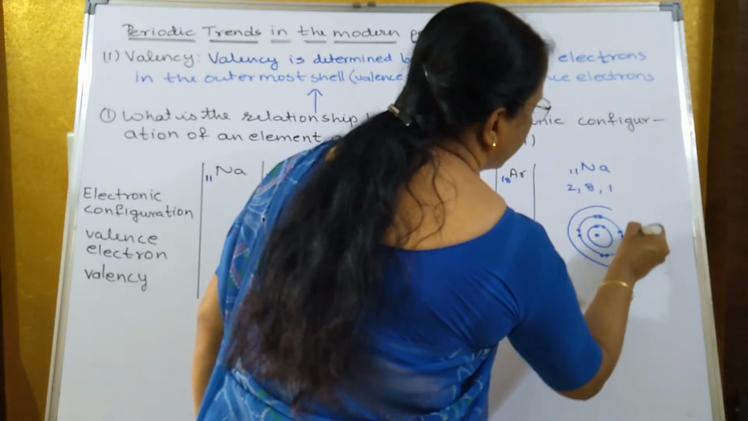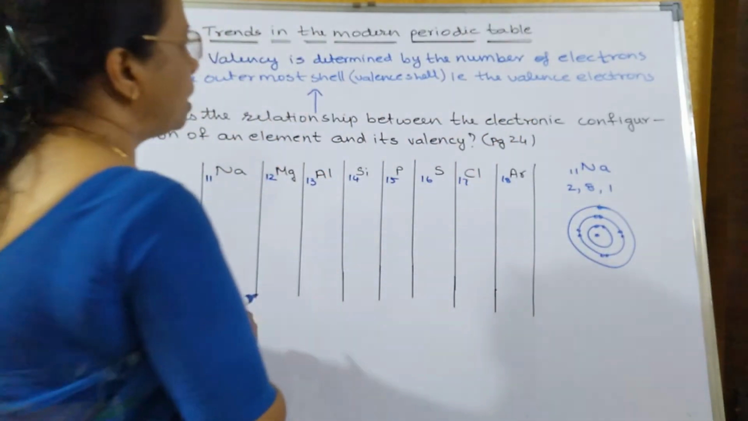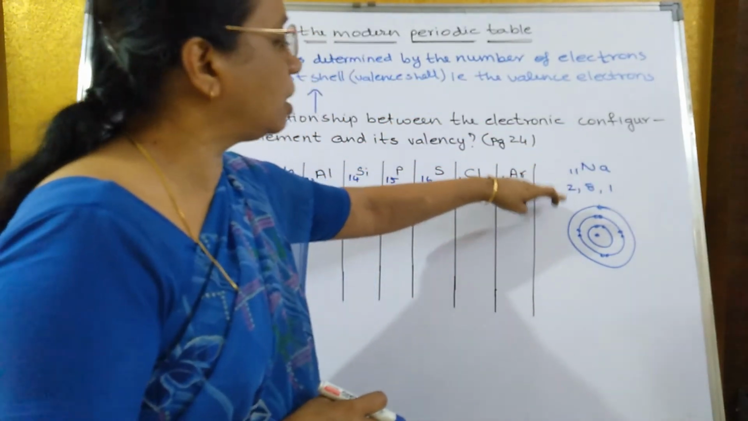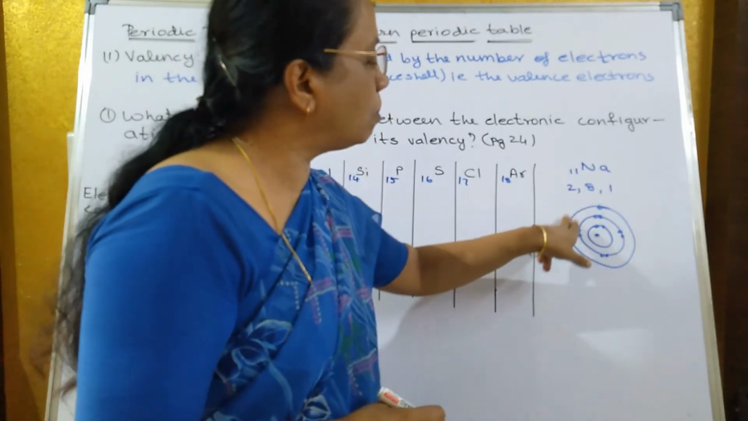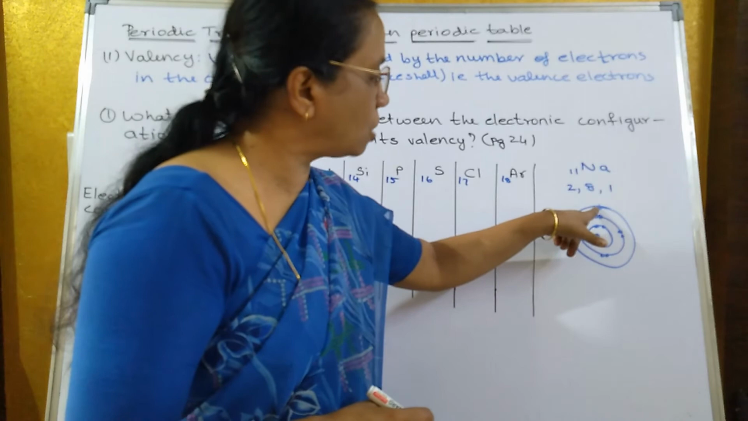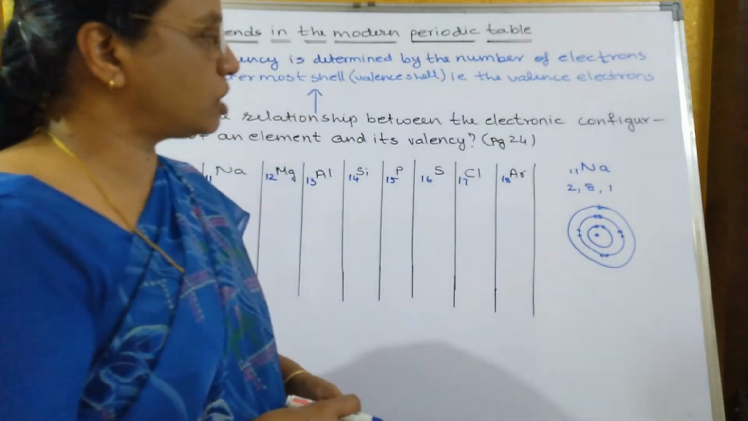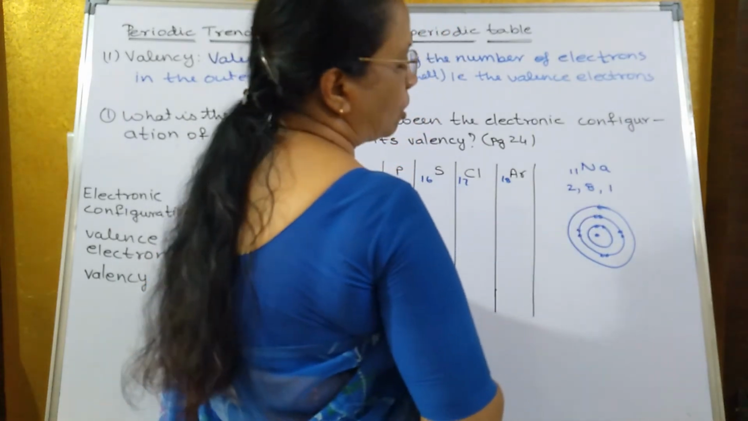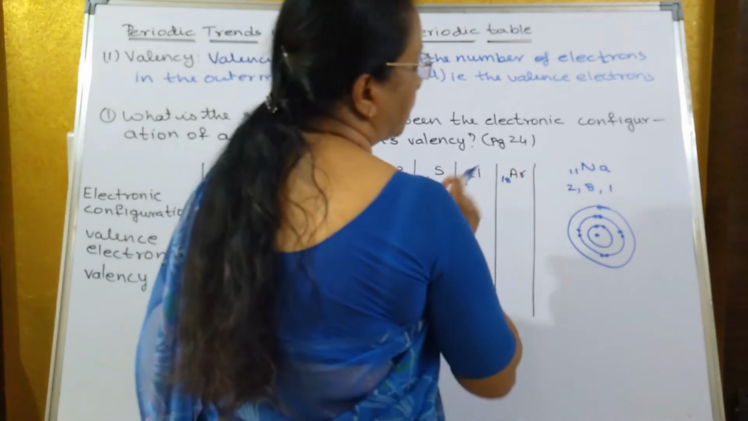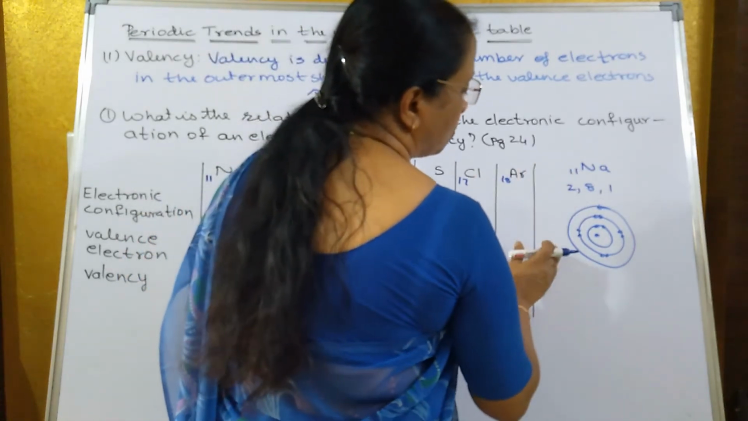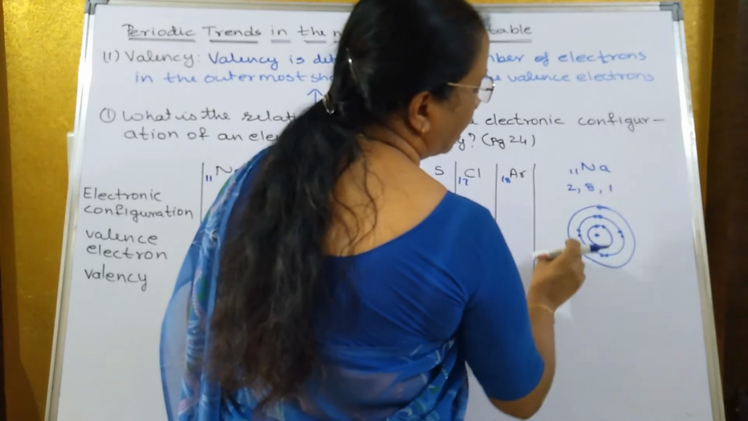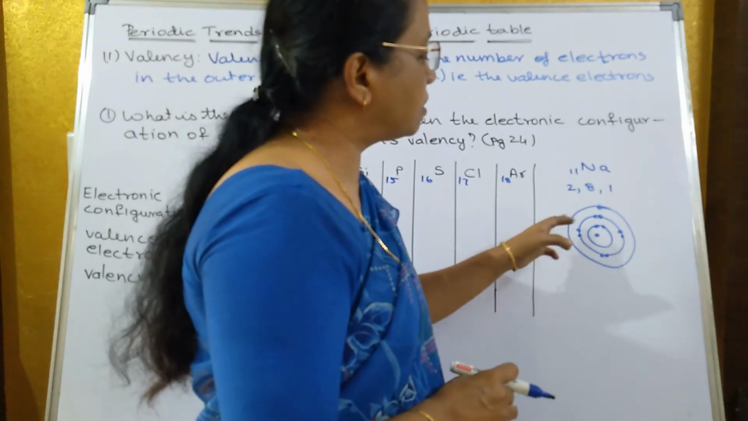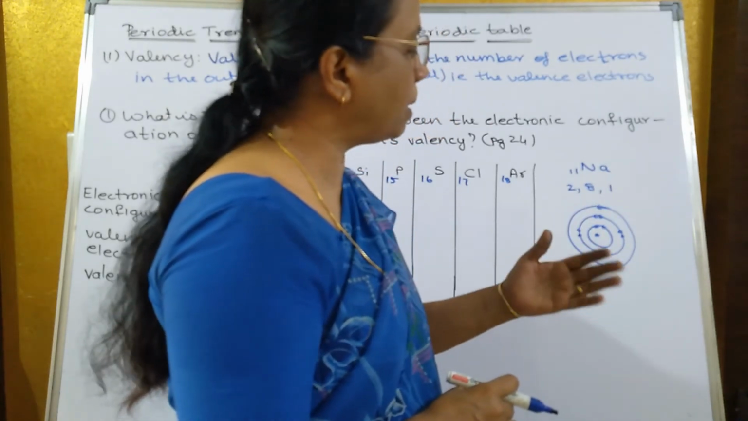and in the last shell how many electrons does it have? One electron. So valency is determined by the number of electrons in the outermost shell. So in sodium, how many electrons are there in the outermost shell? 1. Now we know that the outermost shell should have 8 electrons, but here it has only 1 electron. If it does not have 8 electrons, then that particular element will not be stable. So in order to make it stable, we should accommodate 8 electrons in it. So how can sodium make itself stable? It can make itself stable either by giving away 1 electron or by taking 7 electrons.